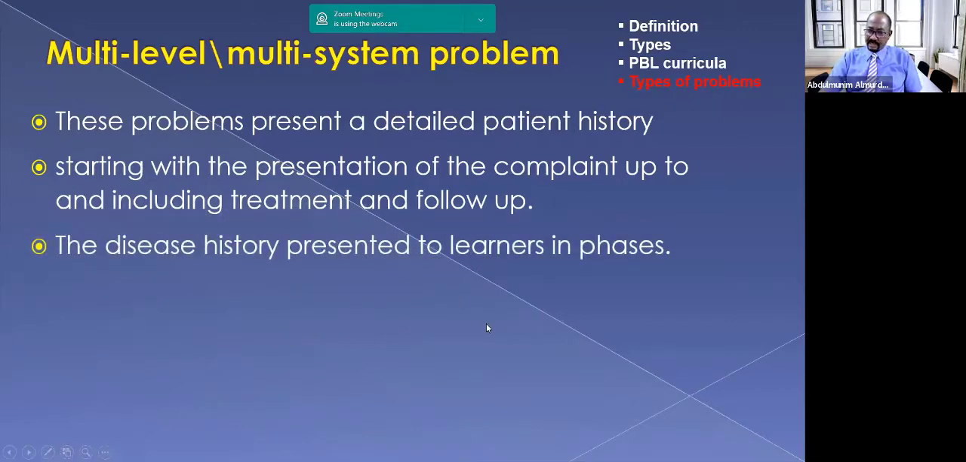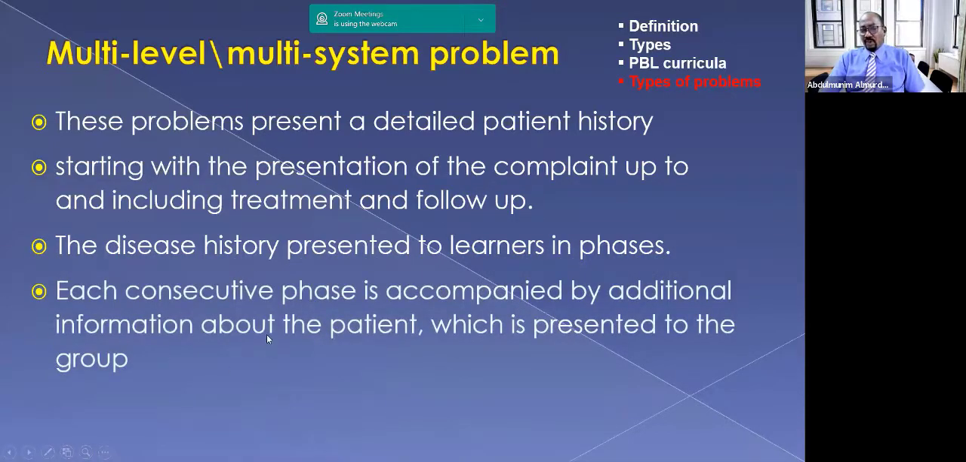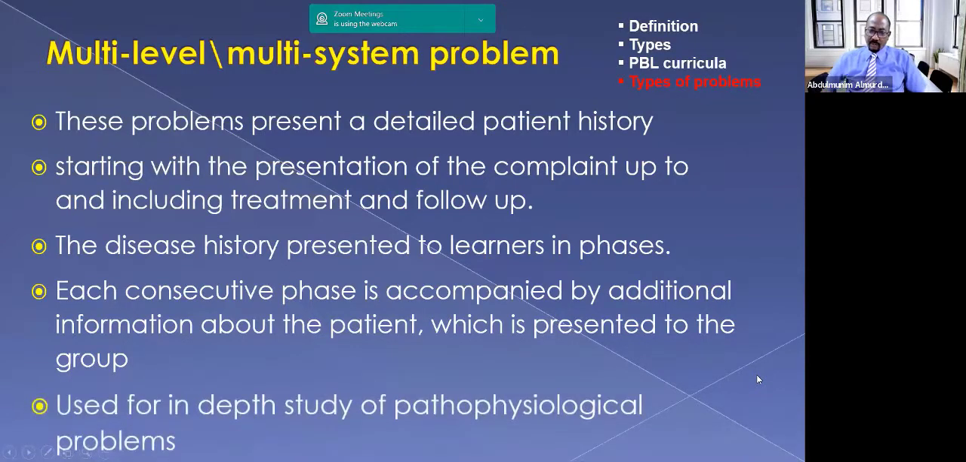Disease history is presented to the learners in phases. This multi-level, multi-system problem is usually addressed over many weeks, not 1 week. They give them part of the problem and they work through that part, and later on they work on another one. So each consecutive phase is accompanied by additional information about the patient, which is presented to the group. Now, this is used for in-depth study of pathophysiological problems.